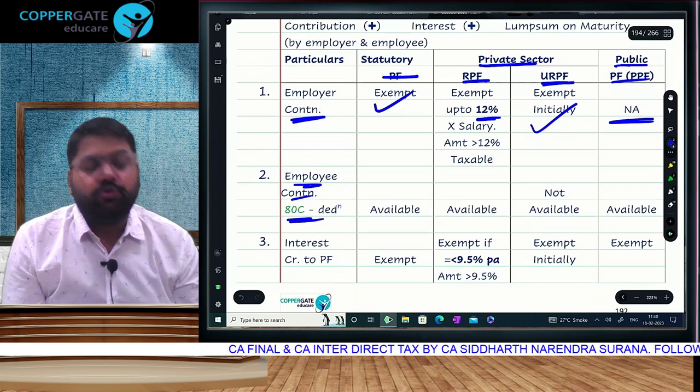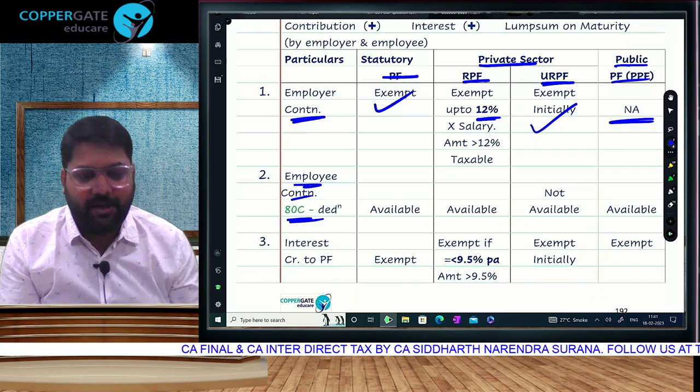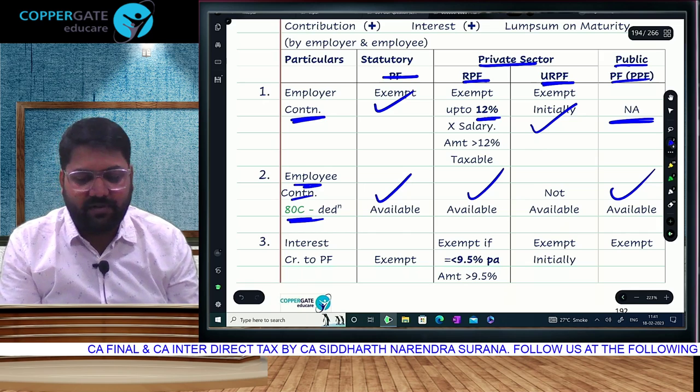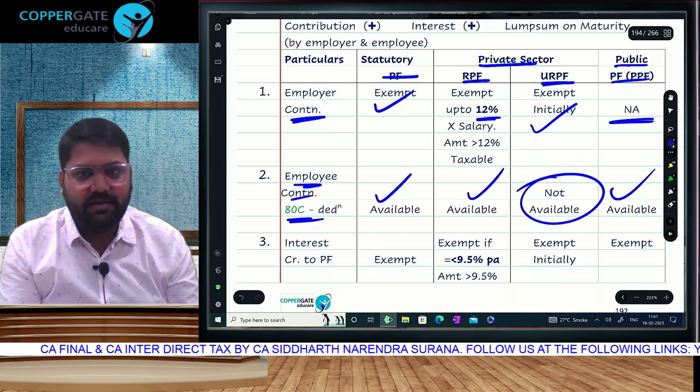Your own contribution, when you put money, that can be for non-employees also. So SPF and PPF get deduction. RPF also, they have taken approval, so deduction; only in unrecognized there will be no deduction.